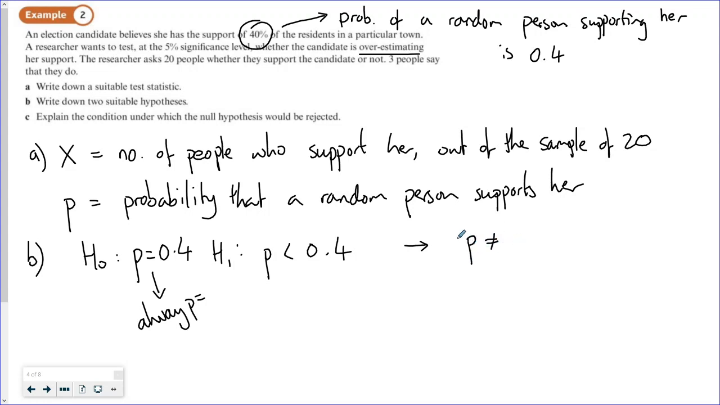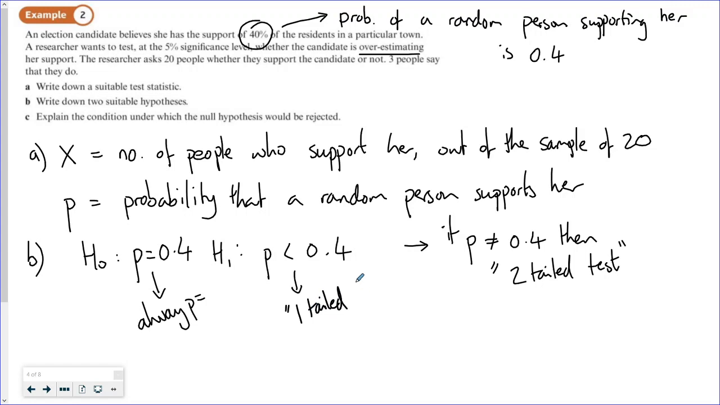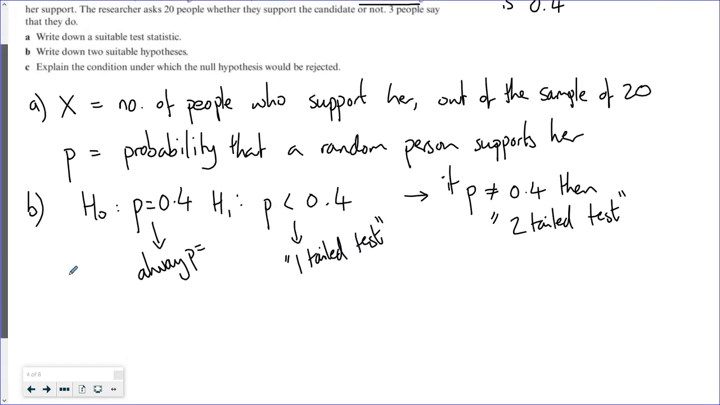It's worth noting because you need to know this in the question, but I'm not going to talk about it too much: if H1 was P does not equal 0.4, then this would be called a two-tailed test. And I'm going to talk more about what a two-tailed test means in the next set of videos. But you need to know that for this exercise. Here, because we've got just less than, this is called a one-tailed test. But the terms will make more sense in the next section.